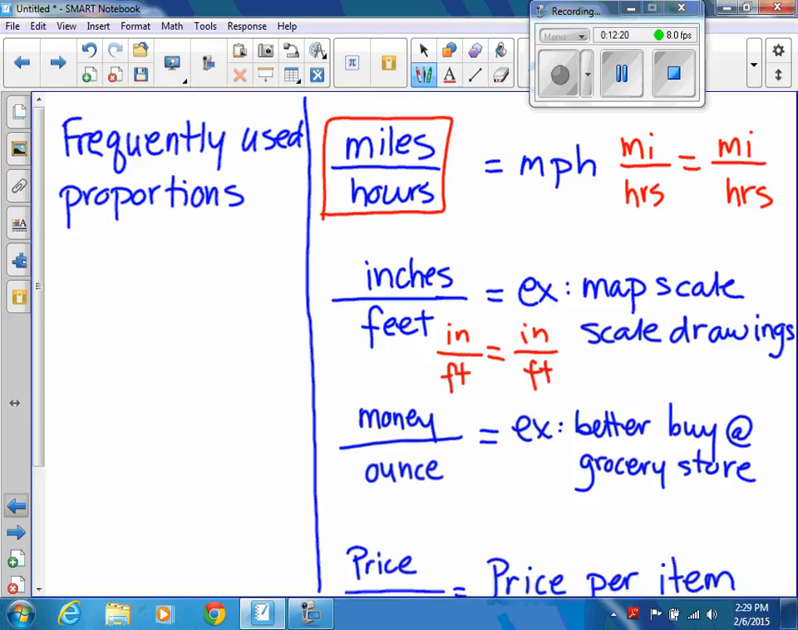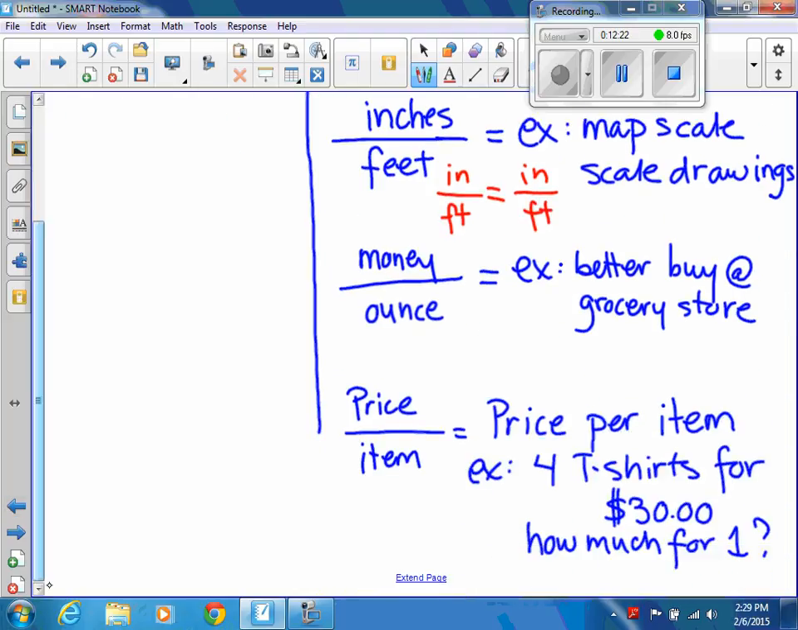Same thing with money and ounces. Same thing with cost and an item, if it was t-shirts, right? So it's going to be the cost and a t-shirt, equal to the same thing, cost and a t-shirt. So make sure when you're setting up your proportions, use words first to set them up.